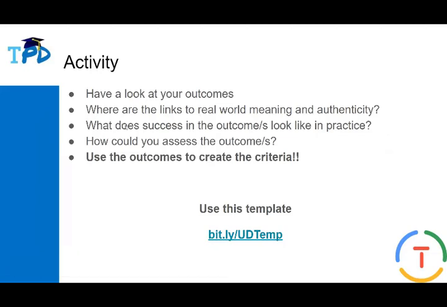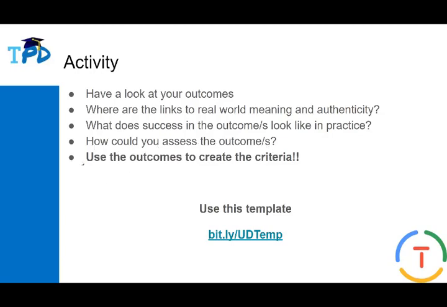Have a look at the outcomes that you need to achieve. Where are the links to the real world, meaning and authenticity? What does success look like for those outcomes? What does it look like in practice? So think of performances to achieve these outcomes, not just things they're going to do in an exam or in an in-class kind of quiz type thing. And how could you assess the outcomes really well?